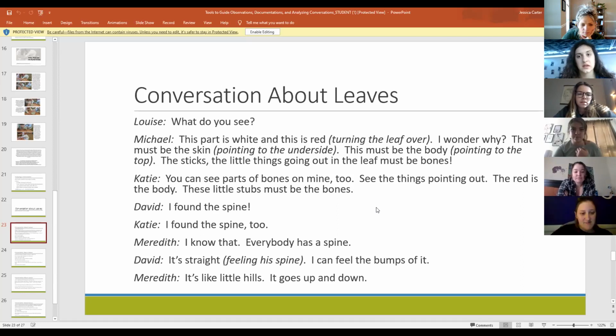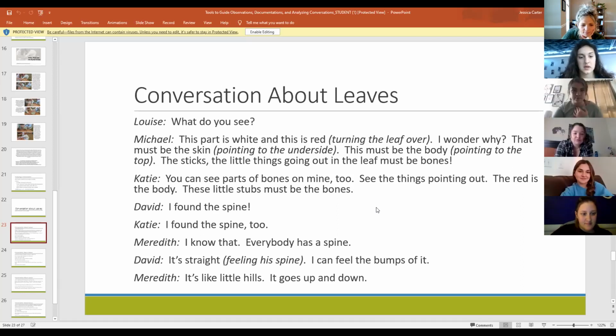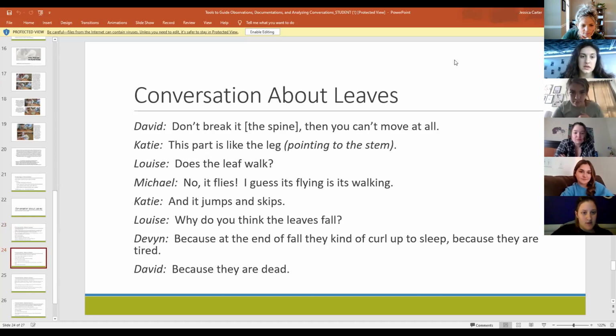I found the spine. I found the spine too. I know that everybody has a spine. It's straight. I can feel the bumps of it. It's like little hills. It goes up and down. Don't break it. Then you can't move at all. This part is like the leg. Does the leaf walk? No, it flies. I guess it's flying as it's walking. And it jumps and skips.